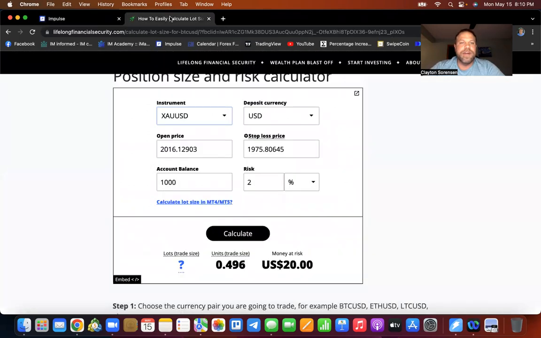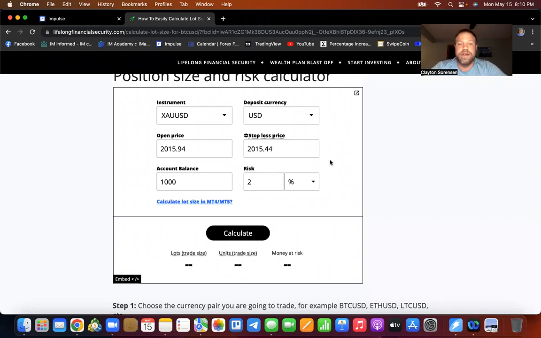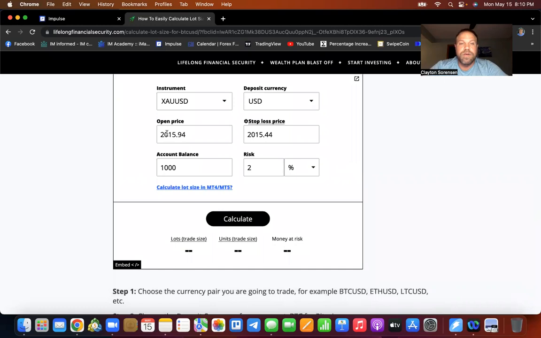So for right here, we're going to go back to the lot size calculator. What we're going to do is type in our entry, 2015.94. That's our entry. Our stop loss is going to be 2015.44. So we got those in there. Now we have our opening, we have our stop loss. So that's a 50 pip stop loss.